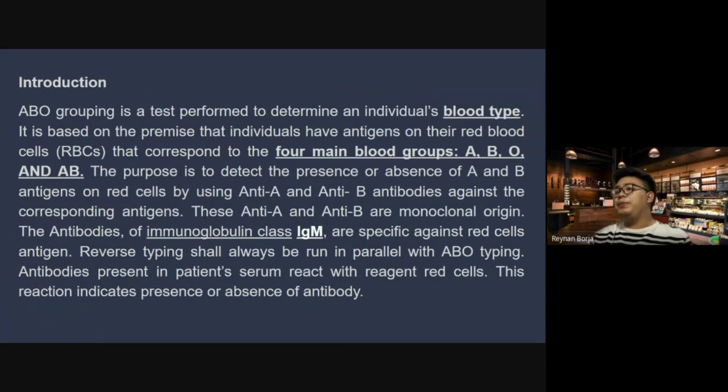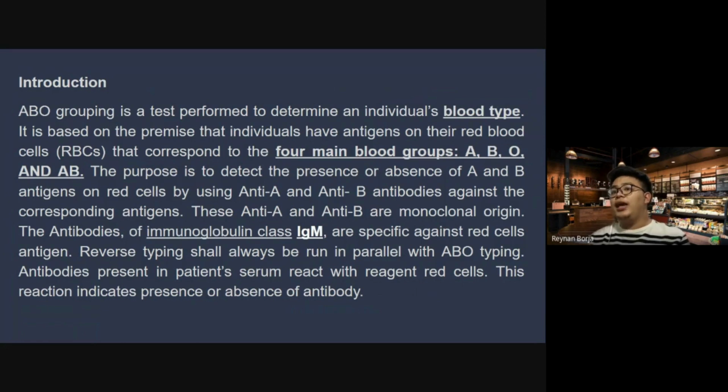So, sabi dito, your ABO grouping is the test performed to determine the individual's blood type, as I said earlier. And it is based on the premise that individuals have antigens on the RBCs that correspond to the four main blood groups, which are your blood group A, blood group B, blood group O, and blood group AB. The purpose is to detect the presence or absence of A and B antigens on the RBC using the anti-sera, which is your anti-A and anti-B, against the corresponding antigen.